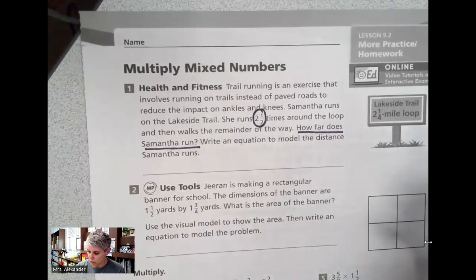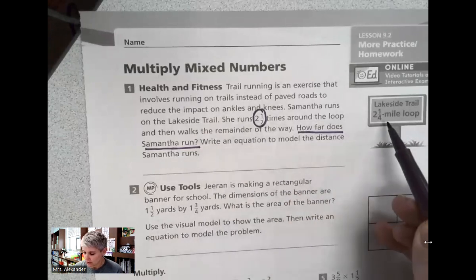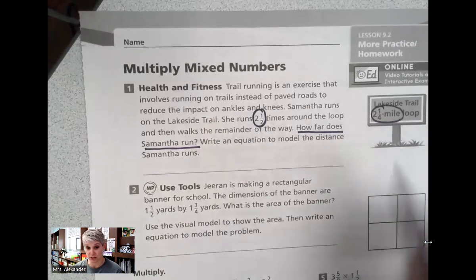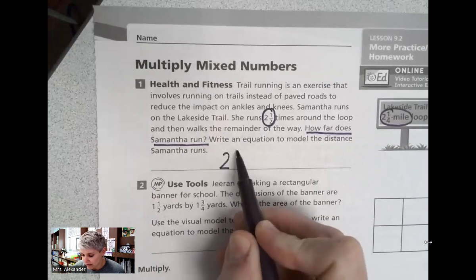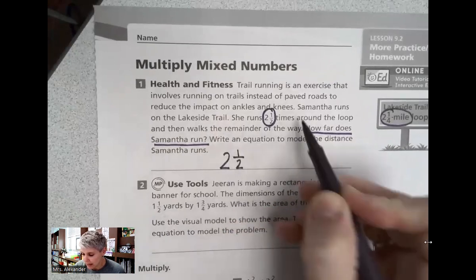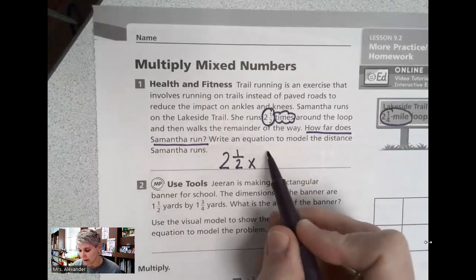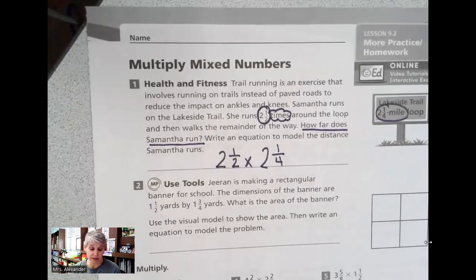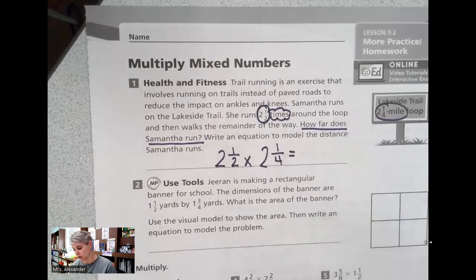So if she is running 2.5 times the 2 1/4 mile loop. She's doing that 2.5 times. So my words right there should have helped you. She's going 2.5 times around a 2 1/4 mile loop. So there's our expression right there. We can go ahead and do that work.